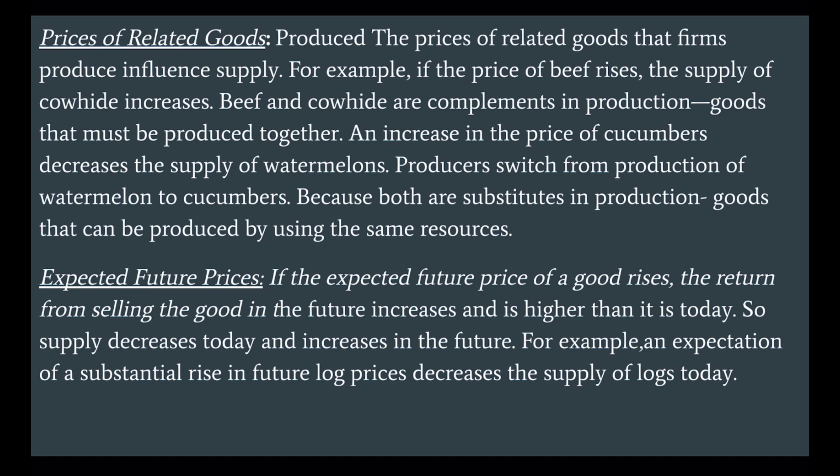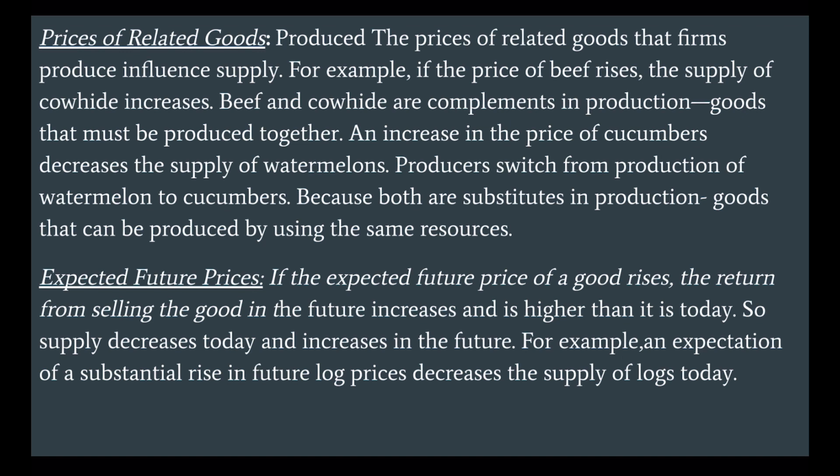Prices of related goods. Prices of related goods that firms produce influence supply. For example, if the price of beef rises, the supply of cowhide increases. Beef and cowhide are complements in production, goods that must be produced together. An increase in the price of cucumbers decreases the supply of watermelons. Producers switch from production of watermelons to cucumbers because both are substitutes in production, goods that can be produced using the same resources.